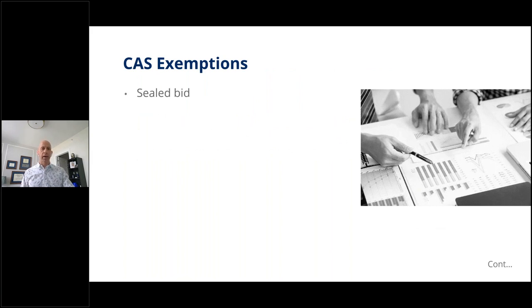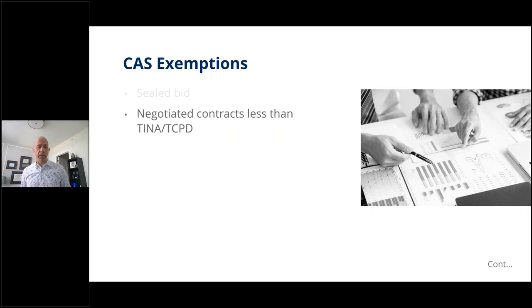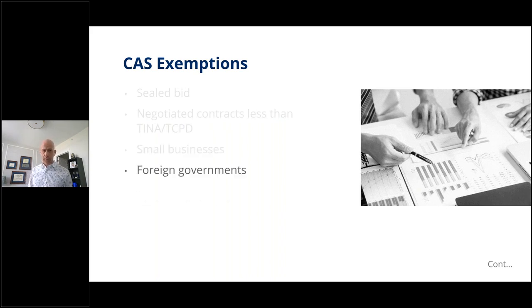Some exemptions from CAS are for sealed bid contracts, for contracts that were negotiated less than what we used to refer to as TINA. The Truth in Negotiations Act is now the Truthful Cost or Pricing Data Act, or TCPD. Again, so negotiated contracts less than that threshold, currently $2 million, are exempt from CAS. Small businesses are exempt from CAS, okay? Foreign governments, situations where the price is set by law or regulation.